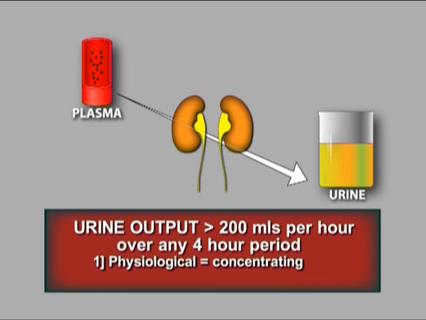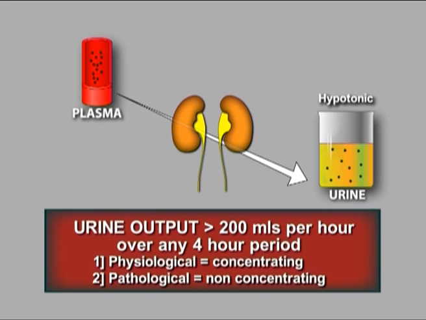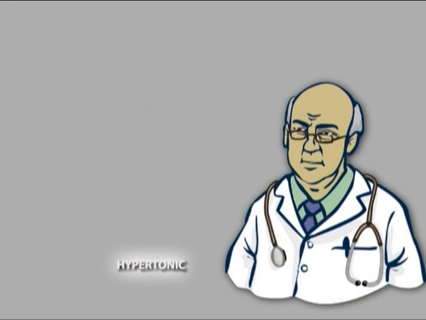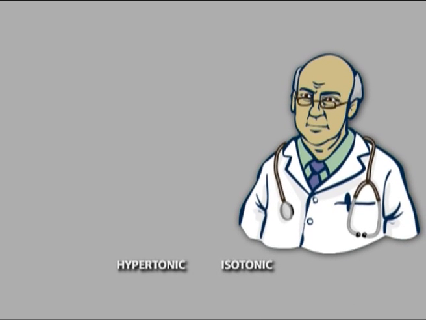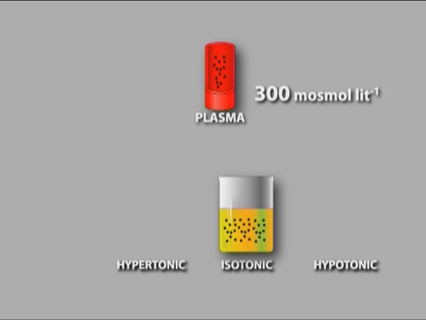However, if it can't, and the urine becomes hypotonic relative to plasma, then the diuresis has become both salt and water losing and is pathological. Determining whether the urine is hypertonic, isotonic, or hypotonic relative to plasma is really quite simple. The normal serum osmolality is about 300 milliosmoles per litre. Urine that is isotonic with plasma has a specific gravity of 1.01.